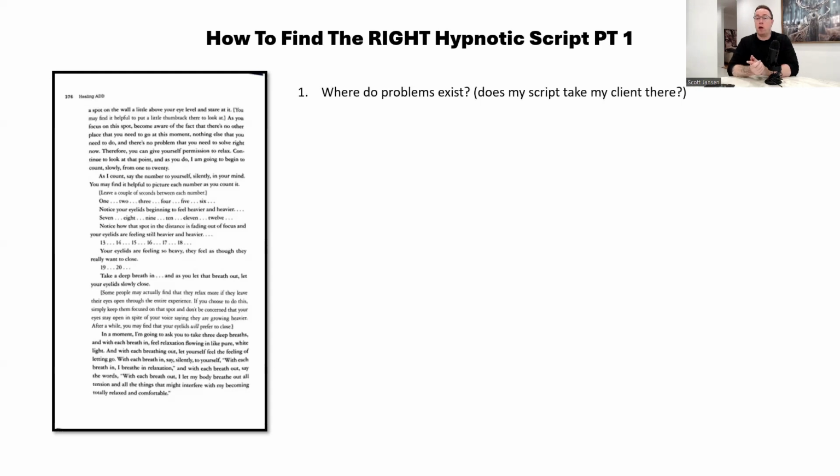Number one, where do your client's problems exist? And does my script take my client there? We all know Hypnosis 101: a client's problem exists in the unconscious mind. So basics tell us that the hypnotic script has to take us there. What I mean by this is, does the script you're using, whether you've bought it, got it from a mentor, or written it yourself, take a client to the place where their problem is? Or is it just more general consciousness, a little bit of relaxation, what people call a light trance? Or does it take them quite a bit further into the unconscious mind? If so, that's going to help you with the right script.